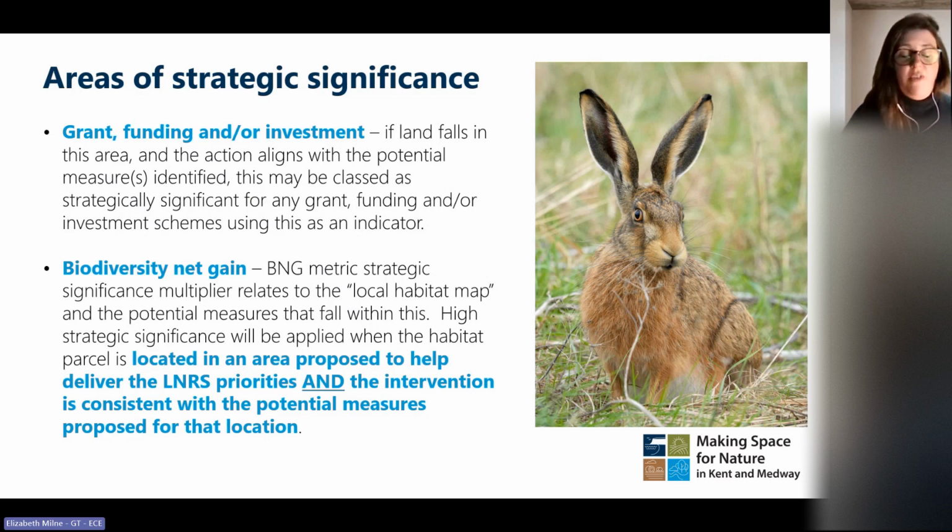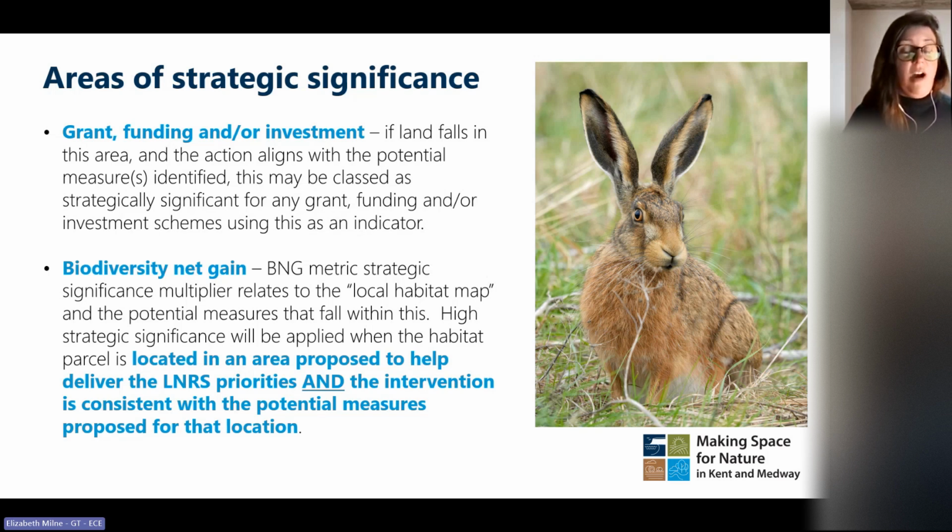So the first way in which this might be applied is that any potential measure that falls within an area that could become of importance for biodiversity indicates that that is an action in an area of strategic significance for the county. So if you have some land and it falls within that area and the action you're proposing to do or undertake aligns with the potential measure identified for that land in a strategy, that may be classed as strategically significant for any grant, funding or investment schemes that are using this as an indicator.